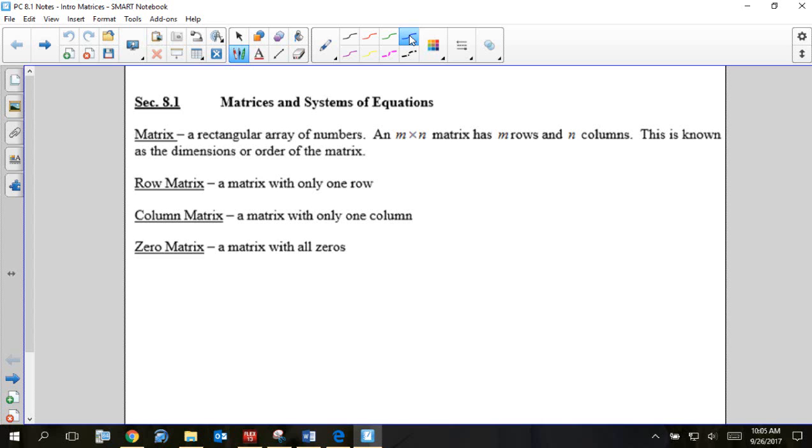In a matrix, it says that there's m rows and n columns, and we write the dimensions or the order. Those mean the same thing. Dimensions and order, they mean the same thing. We write those always as the rows by the columns. Switch those numbers up, it's wrong. So you always write rows first.